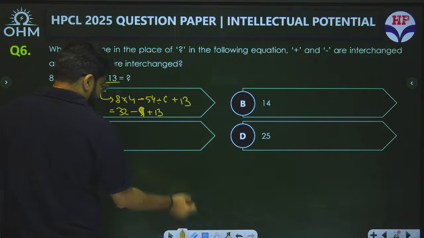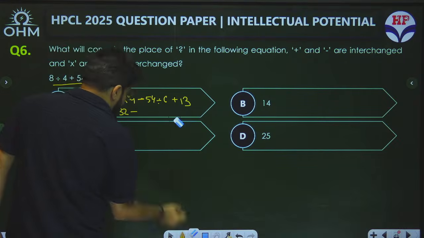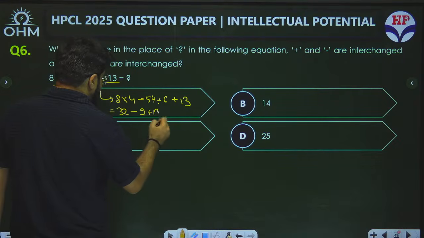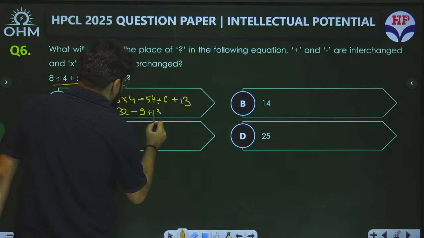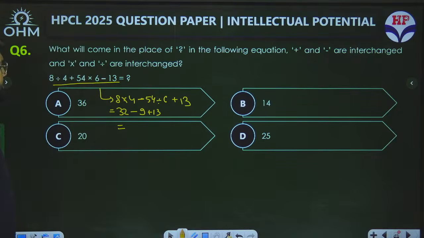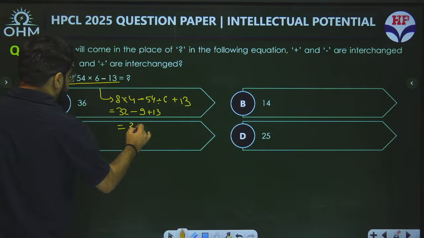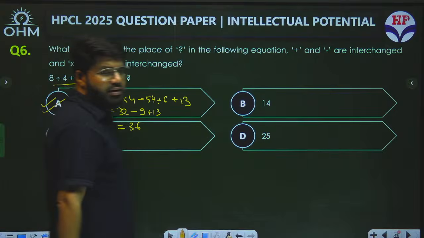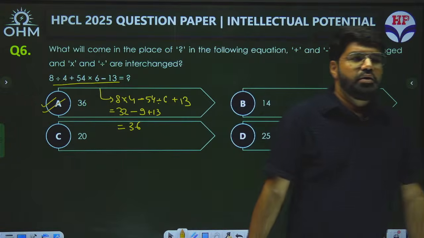It is correct only. Okay, minus of 9 and plus of 13. Okay, 32 minus 9. Now it is correct. 23 plus 13, 36. Yeah, there it is, option A. Correct only. Yeah.